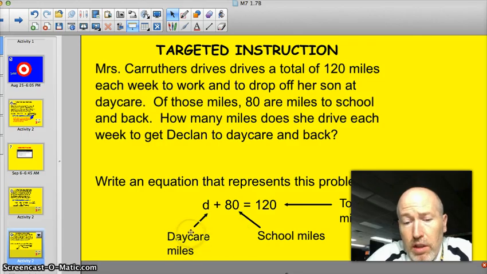It's real nice to look at the labels on the equation to help you solve it, and that's why I encourage you to continue to label your equations as you write them. But again, today we're providing them for you, so I would look at this. So many miles plus 80 equals 120. So I'd probably go 12 minus 8 is 4. So 120 minus 80 is 40. So 40 miles to daycare and back.